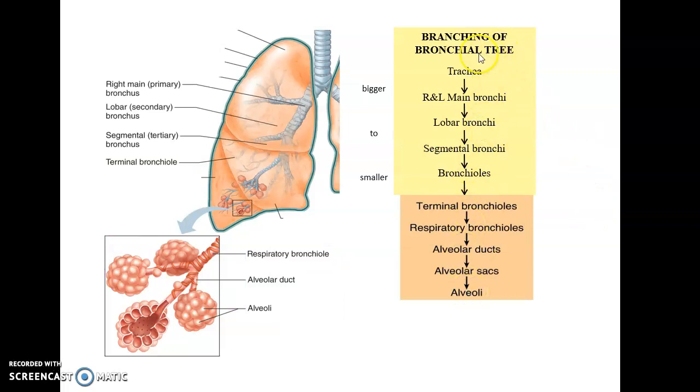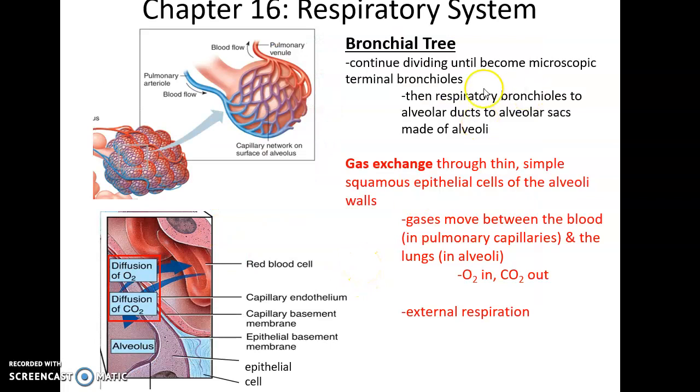And here's just a breakdown of the bronchial tree. Main bronchi, lobar, segmental, continuing to branch until you get many tiny, microscopic bronchioles that become terminal bronchioles, that then become the respiratory bronchioles that split into the alveolar ducts, that then become the alveolar sacs composed of alveoli. Gas exchange is, of course, an important function where the thin squamous cells of the alveoli are next to the thin squamous cells of blood capillaries, allowing oxygen to enter the bloodstream and carbon dioxide to leave. And of course, this is external respiration.